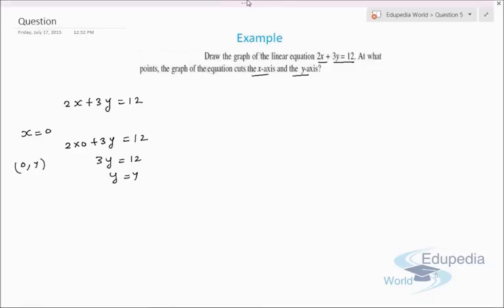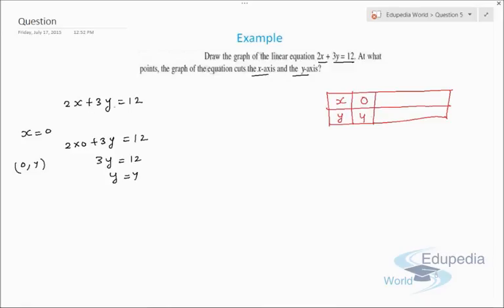So let us draw the box again. The box is like this. We have values of x and y. The first value is 0 and 4. Now for the second value, let y equal 0. We get 2x plus 3 into 0 equals 12. So 2x is 12 and we get x as 6. So we get x as 6 and y as 0.